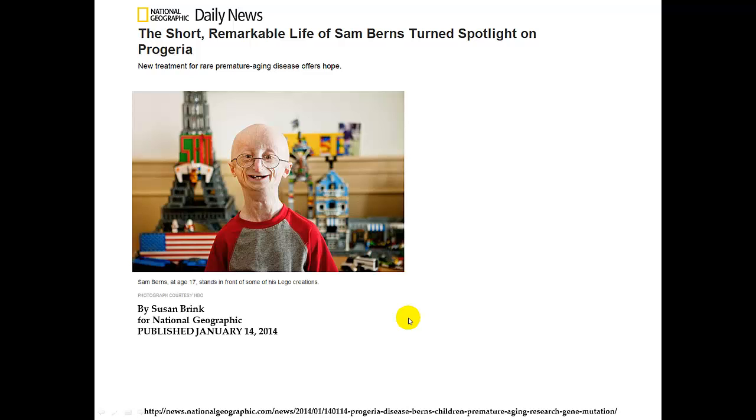This is a story that was in National Geographic not too long ago, and this is someone who had progeria. Like the caption says here, Sam Burns, in this picture, was only 17 years old, but you see that he looks way older than 17. Again, it's because his cells have started breaking down prematurely. The reason they were breaking down is because if you took a look at the nuclear envelopes inside of all of his cells, they were very prone to being damaged.